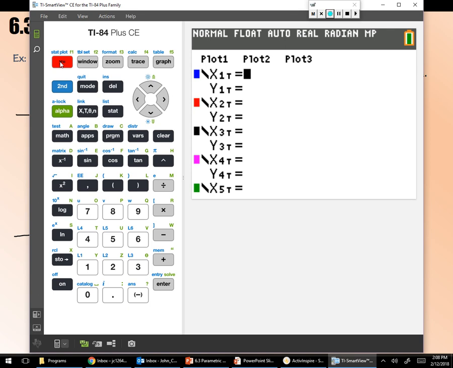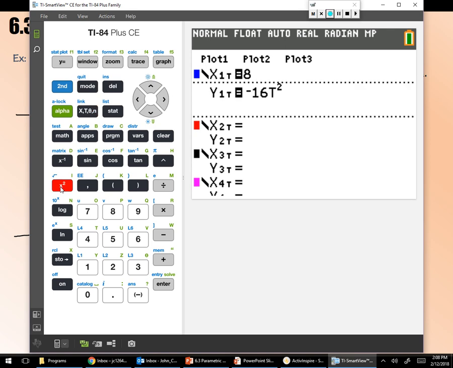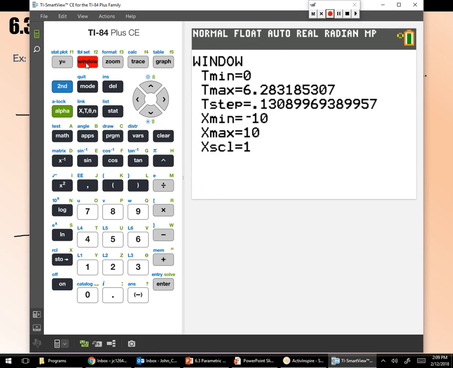Right? So what do we say? 8 is what we decided on? Okay. And then negative 16 t squared plus 30 t plus 75. And now don't go too crazy. Don't hit graph yet. Let's go over to the window.